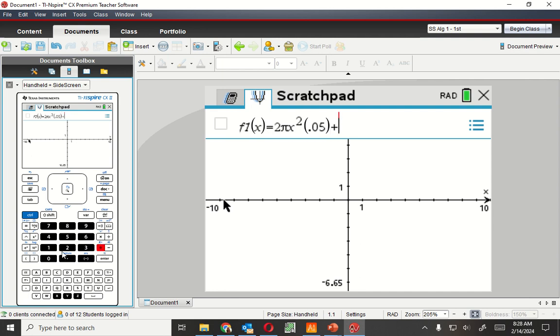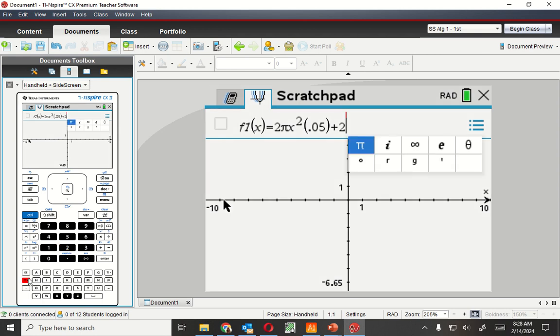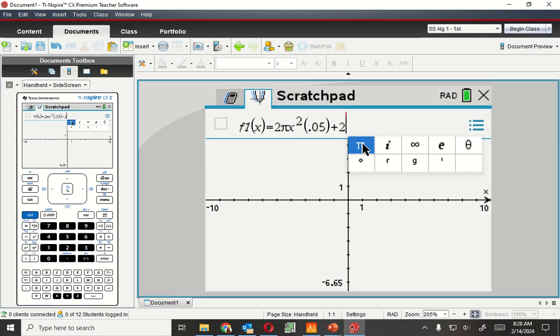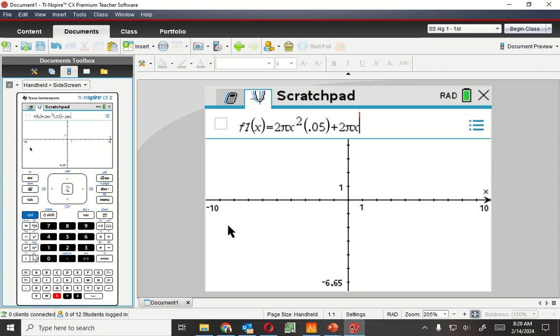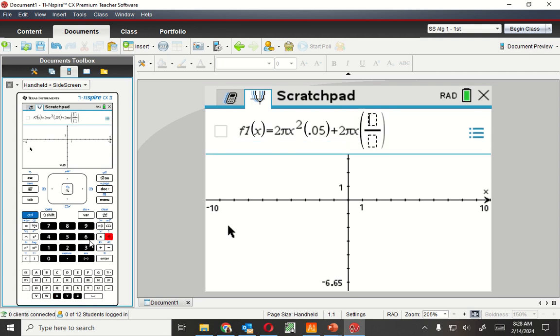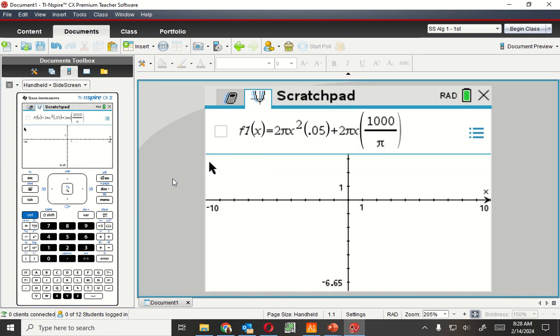plus 2 pi r times, this is where I put my 1,000 in, and over, was it pi r squared? I hope so, because that's what I'm putting in.